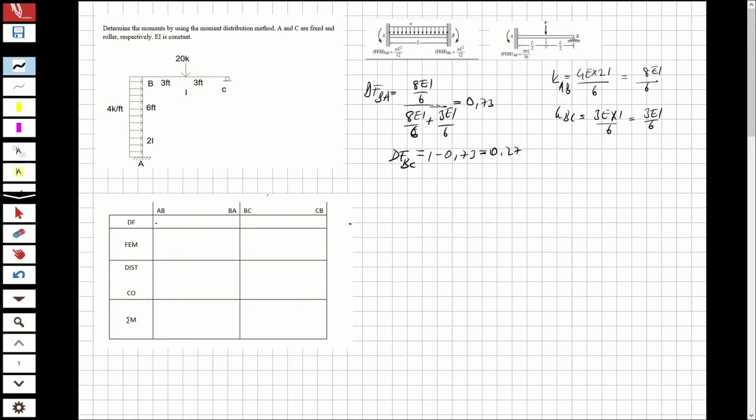And now I'm going to write the distribution factors. This is fixed, so it is 0. This is a roller, so it is 1. So this is 0.73, and this is going to be 0.27.